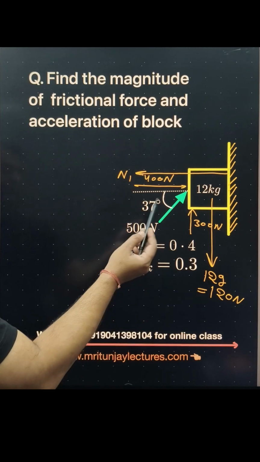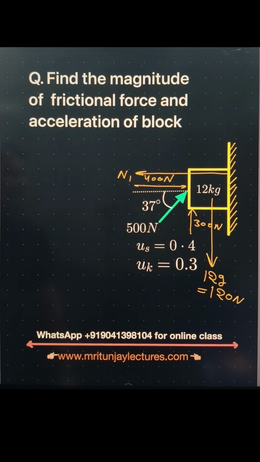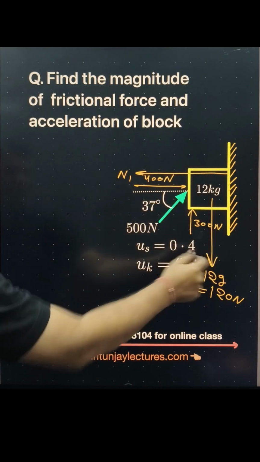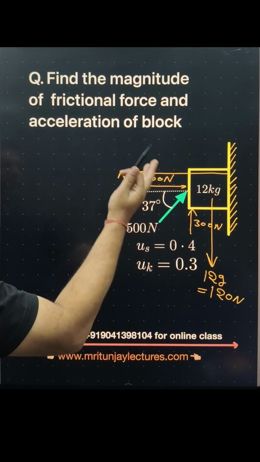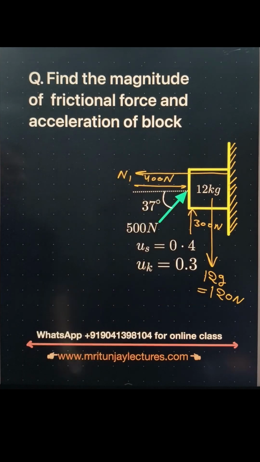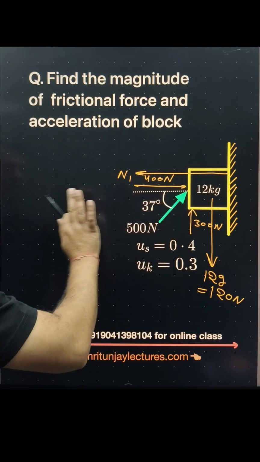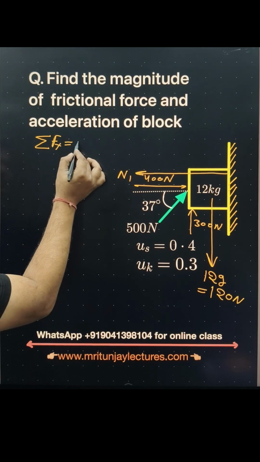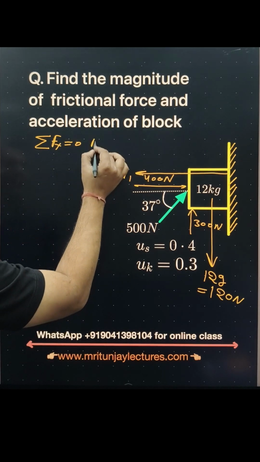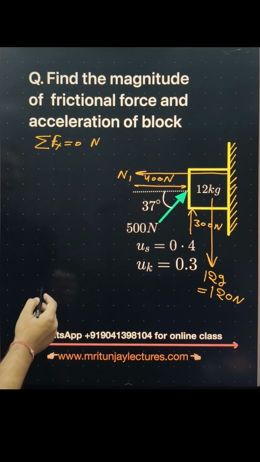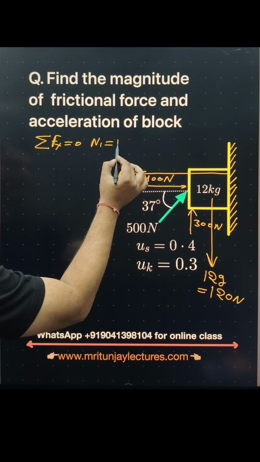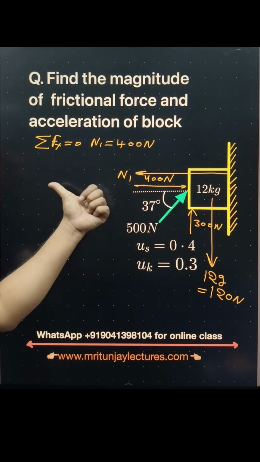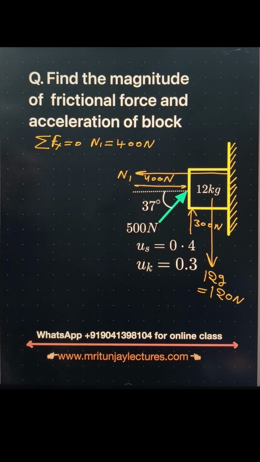Frictional force in which direction? First of all, focus on the applied force direction. If the net applied force direction is upward, then the frictional force is downward. If the net applied force is downward, then the frictional force is upward. Clear? Look here, first of all, this block is not moving along the x-axis. So the net force in the x-axis is how much? 0. So you can say that N1 is equal to how much? Simply 400 Newton. Clear or not? So N1 is equal to 400, balance.